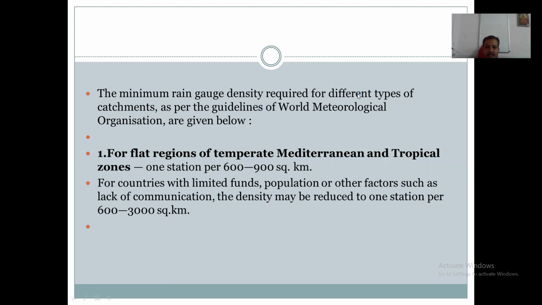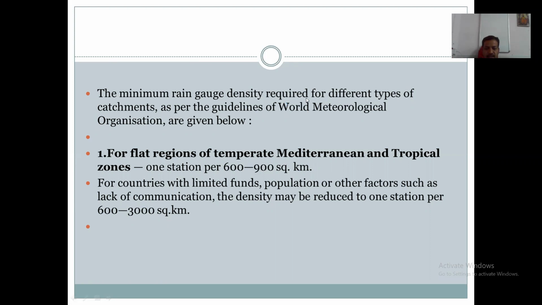So this rain gauge network is designed depending upon the purpose of installation. Okay. The minimum rain gauge density required for different types of catchments. How to provide these rain gauge stations for different types of catchment areas. What is the minimum rain gauge density to be provided?